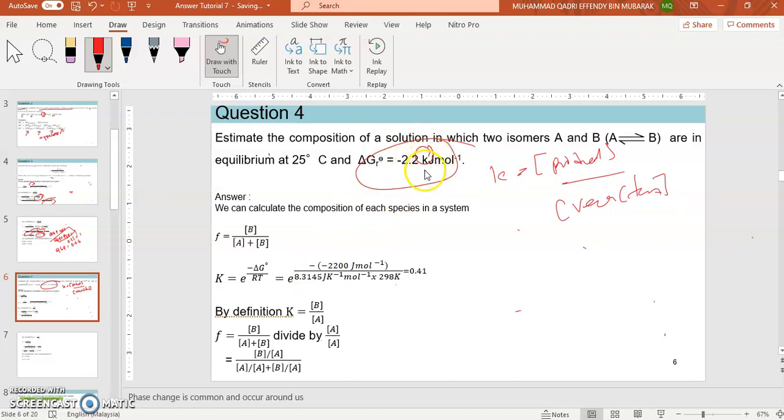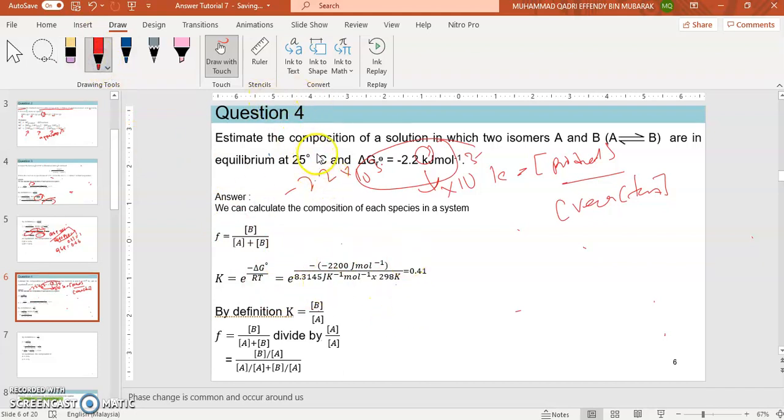We know that kilo is a factor of 10 to the power of 3. That's why we have 2200 joule per mole. So from kilojoule per mole, I changed it to joule per mole. However, you need to remember this, don't make a mistake like this. And then over RT, R is the gas constant. R is equal to 8.3145 joule per Kelvin per mole.